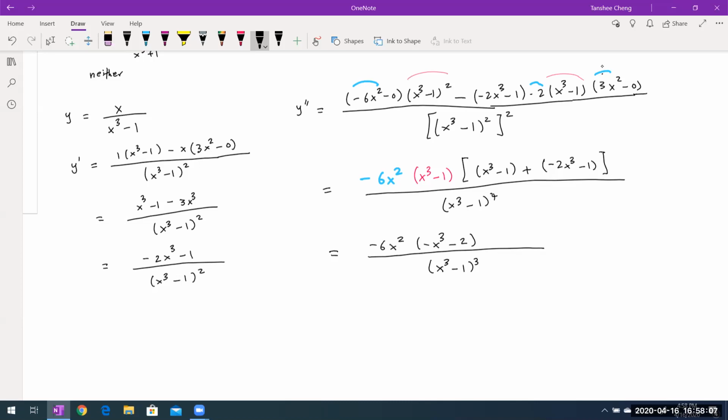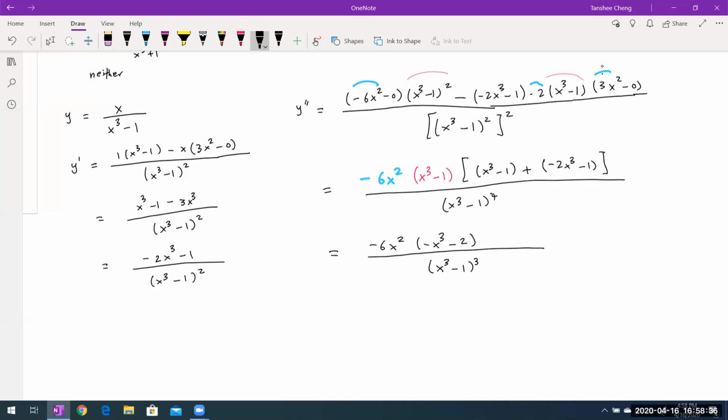Now, when we take the second derivative from here, again using the quotient rule, and after factoring out negative x to the second power and x to the third minus 1, and then simplifying a little bit, we got the second derivative to be negative 6x squared times negative x to the third minus 2 over x to the third minus 1 to the third power. Remember, this x to the third power minus 1 and one of the denominator reduce it.